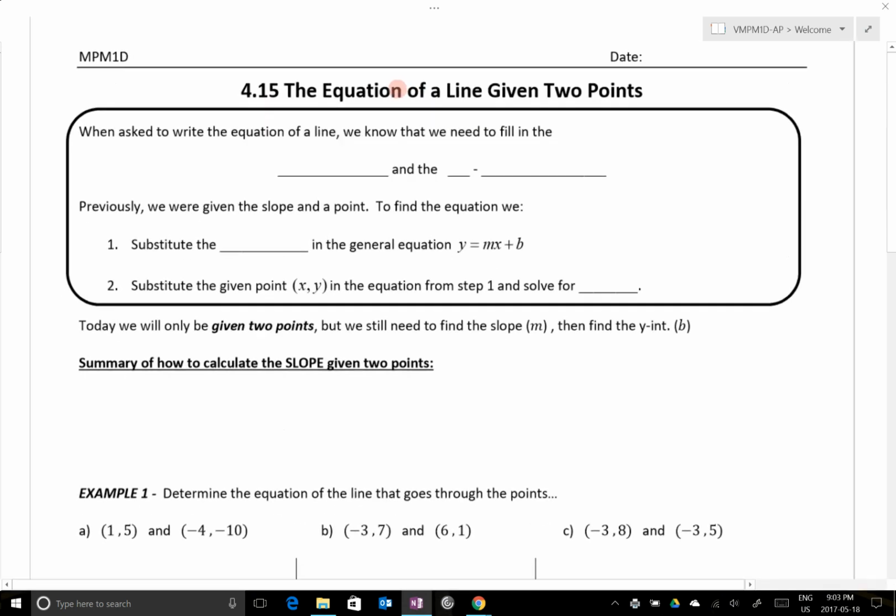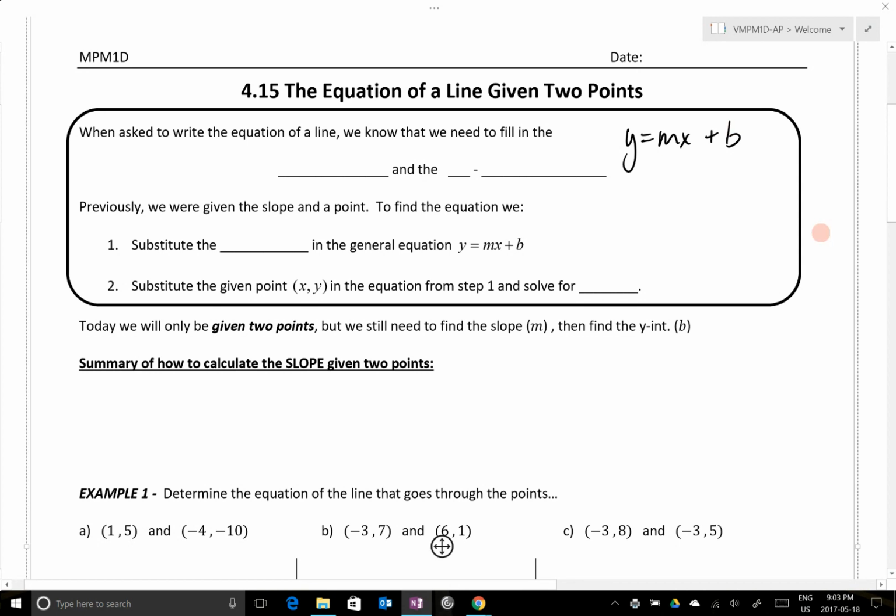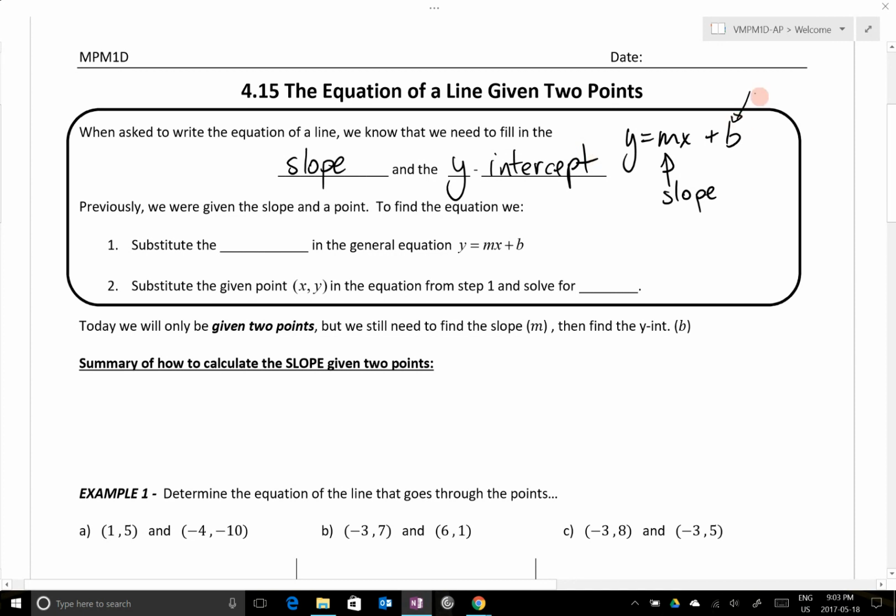Okay, 4.15, the equation of a line given 2 points. So when you're asked to write the equation of a line, we know that you need two things. Think of that equation, y equals mx plus b. What are those two things? One of them is going to be the slope, this guy right here, slope. So we need to find the slope and the y-intercept. And that is this guy right here, b, y-intercept.